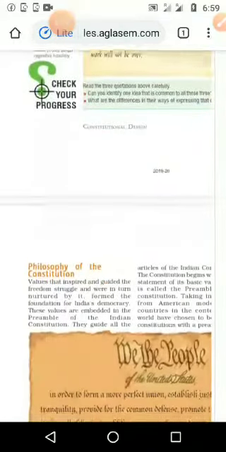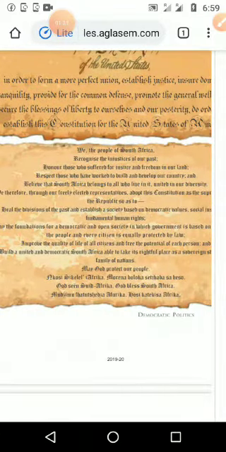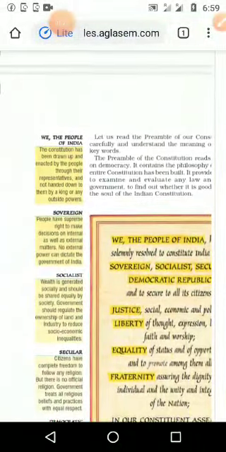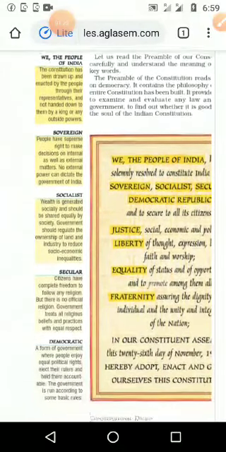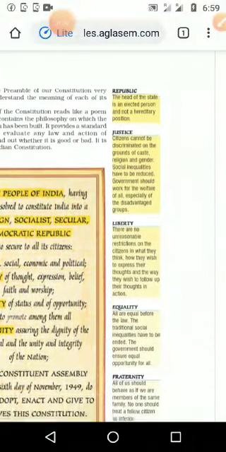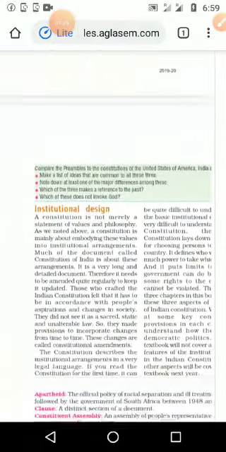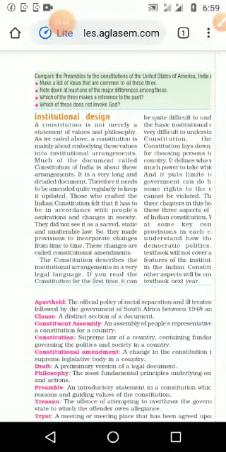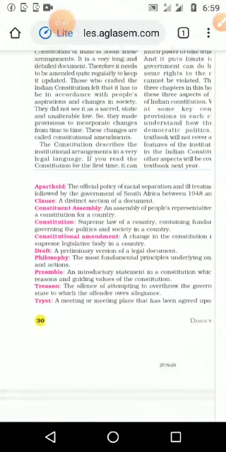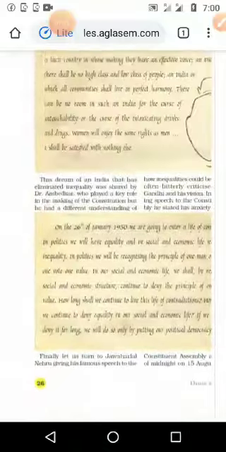Then we can see the philosophy of our constitution, and here it is showed like the preamble of South African constitution. And next page we can see Indian constitution and some of the values like that: we the people of India, sovereignty, socialist and secular, democratic. Then we can see republic, justice, liberty, equality, fraternity, what it means, the meaning of that one. Then institutional design of Indian constitution or Indian government. Then we can see the glossary of the lesson. Then comes the exercise of the lesson. This is overview of about the lesson.